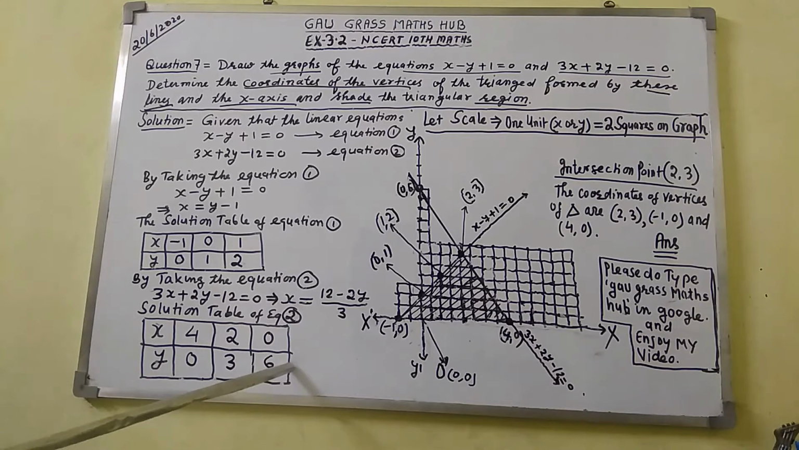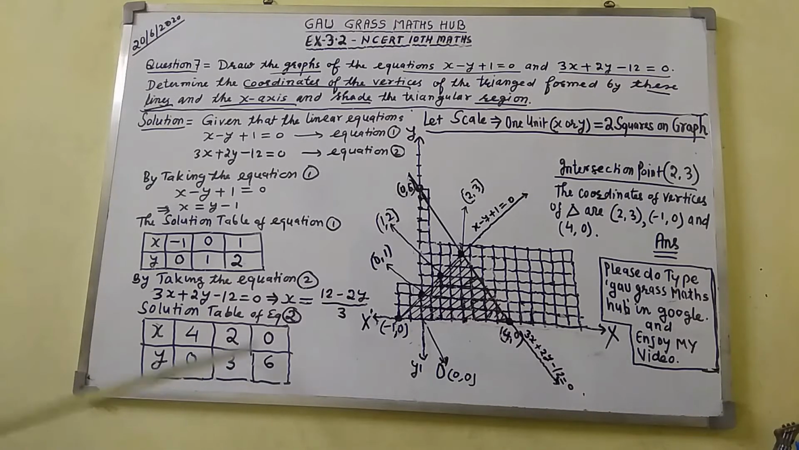Now what to do next? You can see that the values given in both solution tables are very small. This means the graph will become very small in size. In both solution tables, the values of x and y are very small, just 1, 2, 3.